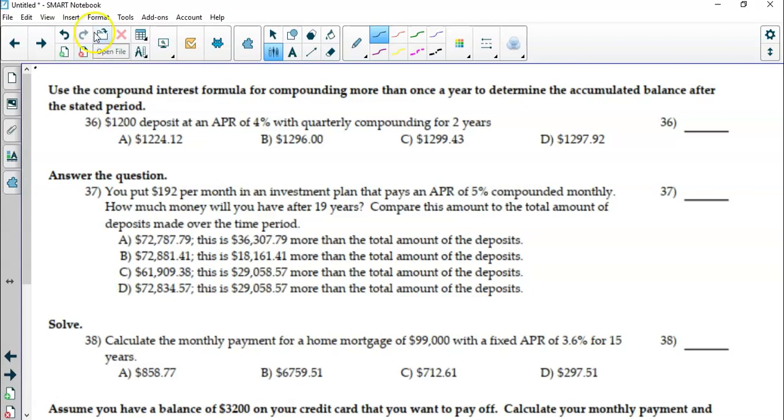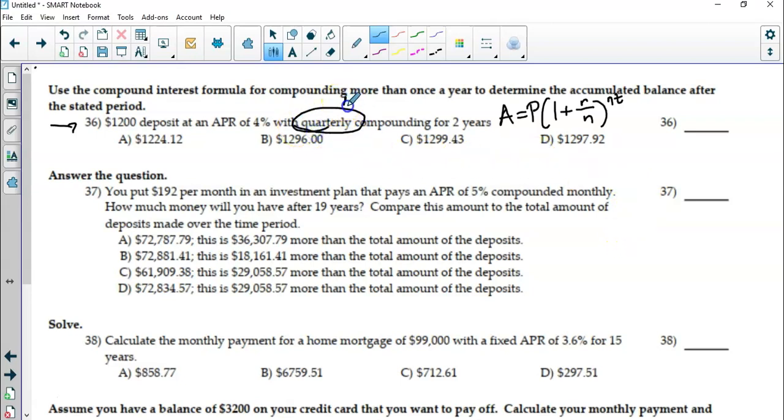Number 36. I got $1,200. I put it in an account that earns an APR of 4%. It's compounded quarterly for 2 years. Now you could do this in the TVM solver, but honestly it's probably not worth it. What you want to do here is use principal times 1 plus R over N to the NT, and that's going to give you the amount that's in the account after all said and done. So really it's a matter of just typing this into the calculator and not actually using the TVM solver.